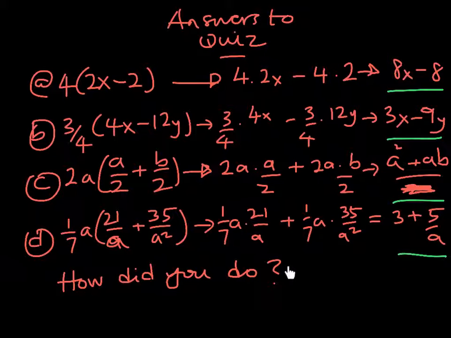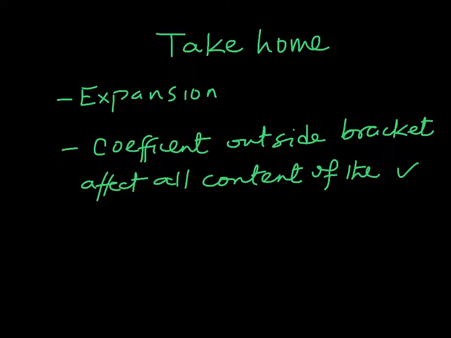So how did you do? I hope you did well. As a take home, it's important to remember what expansion is. Expansion simply means removal of brackets, and once you remove the brackets, whatever is outside the bracket, you always try to distribute it to the terms found within the bracket. Remember, regard the term that is outside the bracket as a coefficient of all the contents of the bracket. That's it on expansion of algebraic expression part 1. Thank you for watching.